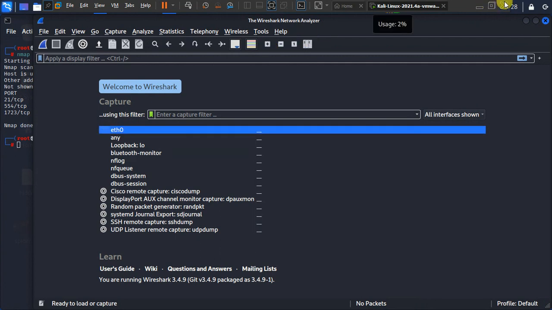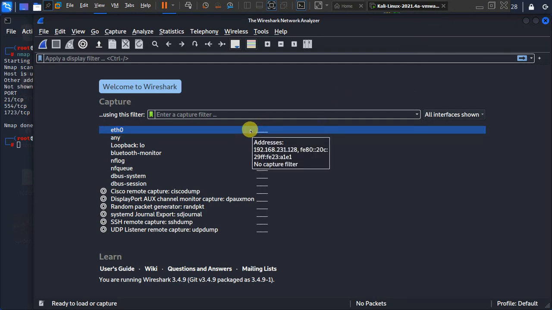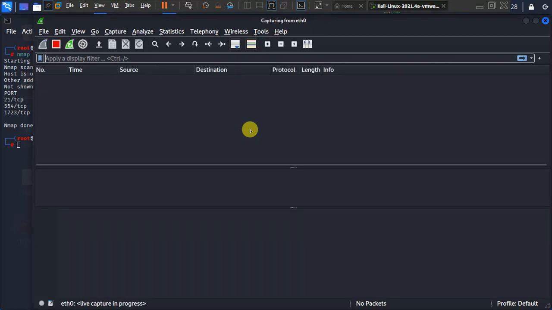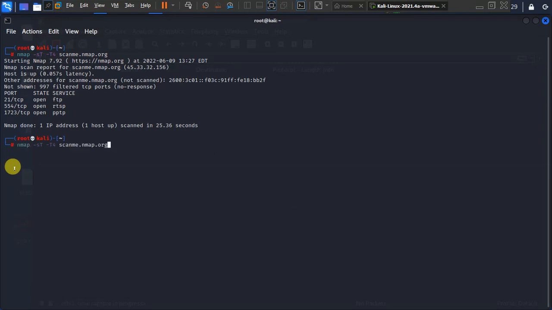Even though you are using Wi-Fi, in VMware it will be considered as an Ethernet connection only. So I provide Ethernet as the option. Then I am going to scan once again. Please observe the result in Wireshark.